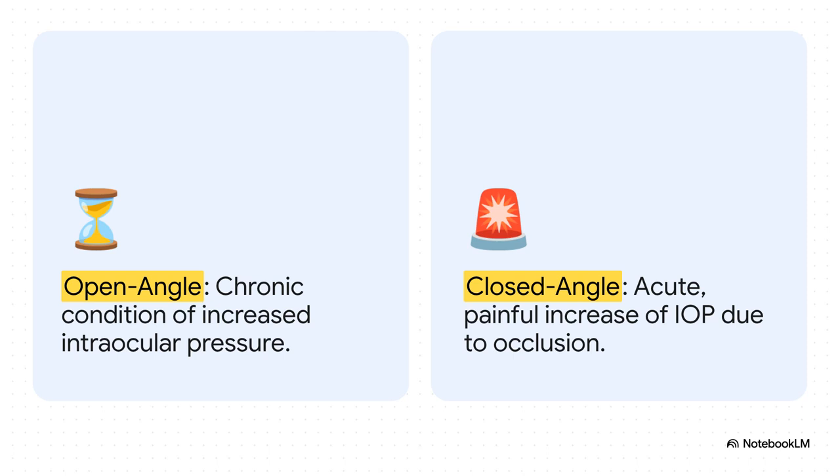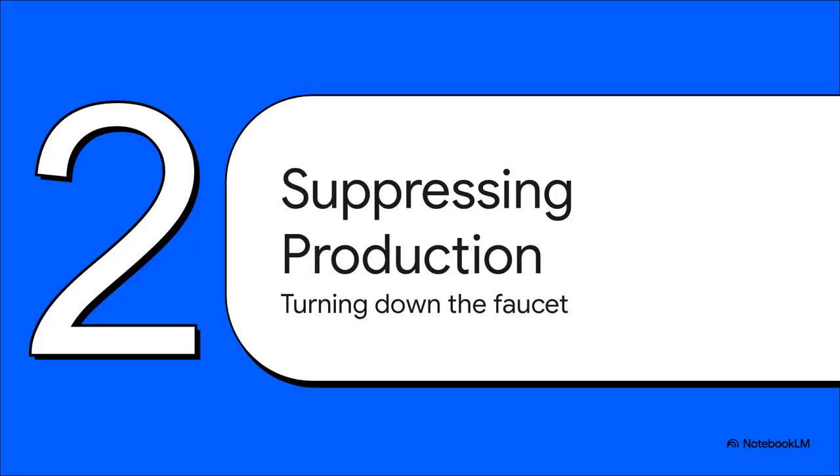Now contrast that sharply with closed-angle glaucoma on the right. This is an absolute, drop-everything acute medical emergency. The iris physically bulges forward and suddenly completely blocks the drainage angle. The intraocular pressure skyrockets in a matter of hours, resulting in a rock-hard eye, agonizing pain, and an immediate threat to the patient's vision. With that pathophysiology under our belts, let's transition into Section 2 and look at our first major pharmacological strategy.